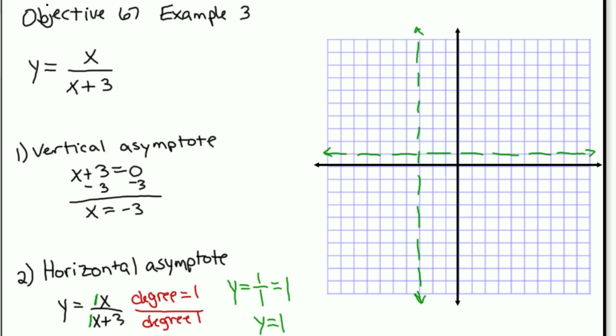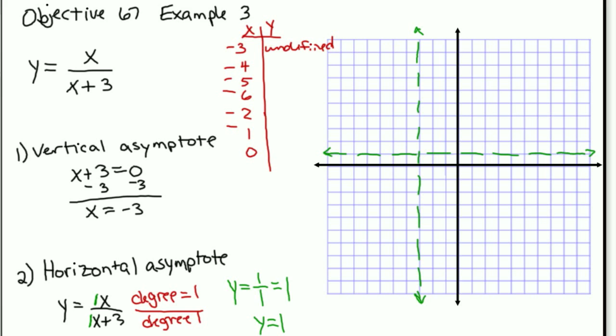Now we can create our t-table for this. This is much easier than example 2. The first x value that's undefined is negative 3. That's the only x value that is undefined. The other values that we'll use here are negative 4, negative 5, negative 6, and negative 2, negative 1, 0.